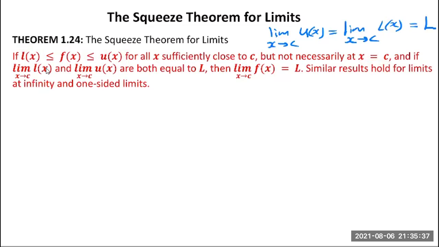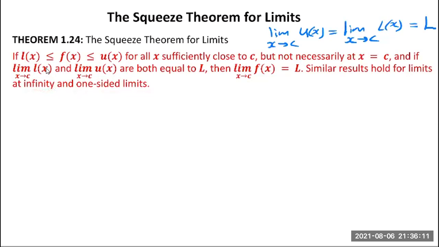And if the limit as x approaches c of L of x, and the limit as x approaches c of u of x are both equal to L, then the limit as x approaches c of f of x also should be L. By the way, a similar result holds for limits at infinity and one-sided limits. We are not going to talk about limits at infinity and one-sided limits here. We are not going to give a proof, but it holds.